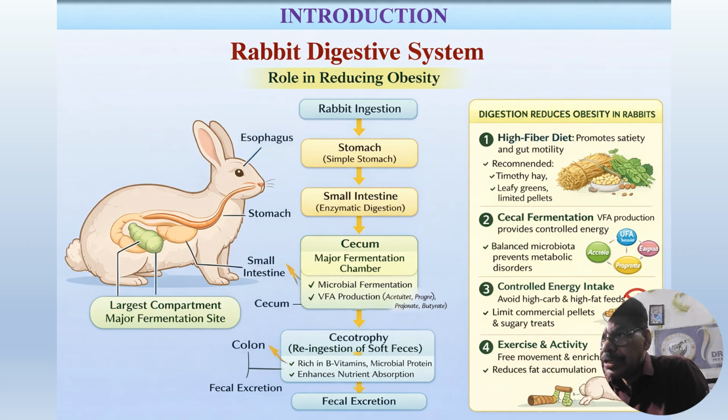Controlled energy intake means avoiding high carbohydrate or high fat feeds and limiting commercial pellets and sugary feeds. Exercise and activity, with free movement and enrichment, reduce fat accumulation.